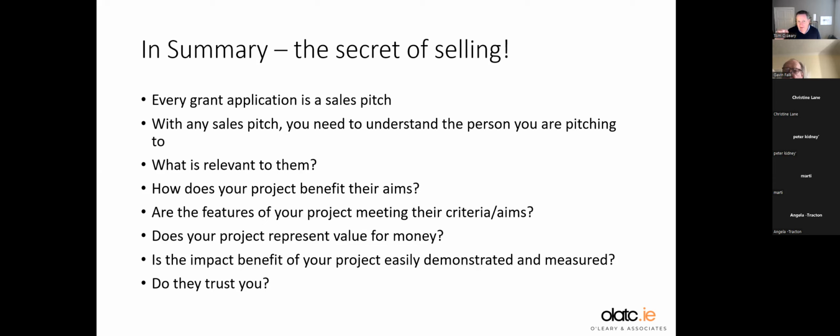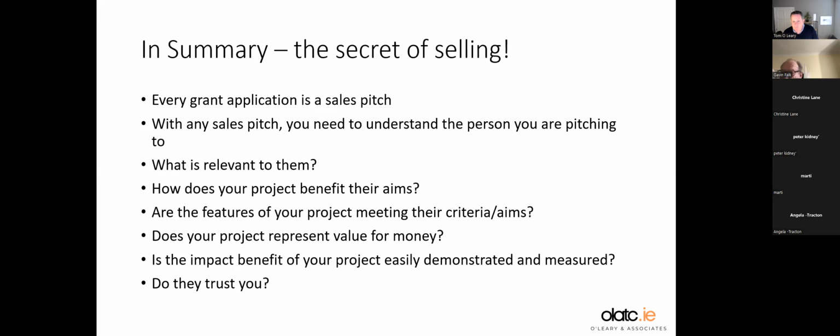Sometimes you'll actually write in the aim. So if the fund has specific aims, you'll actually type in the aim that's in the criteria, and then show how the project is going to benefit that aim. Are there features of your project meeting their criteria and aims? Again, just highlight in terms of how your project meets their aims and meets the criteria.